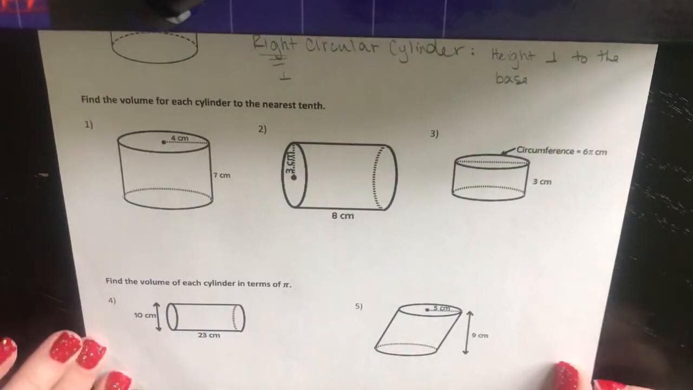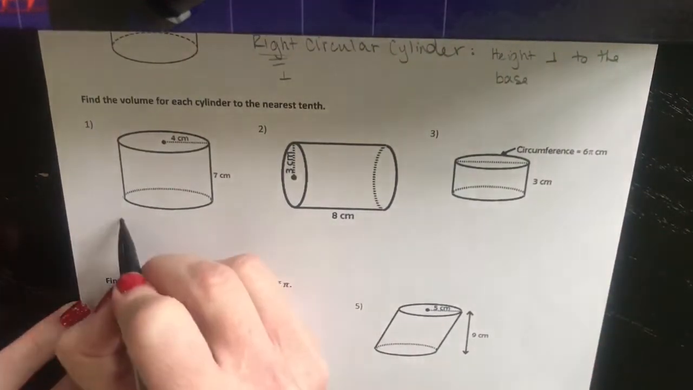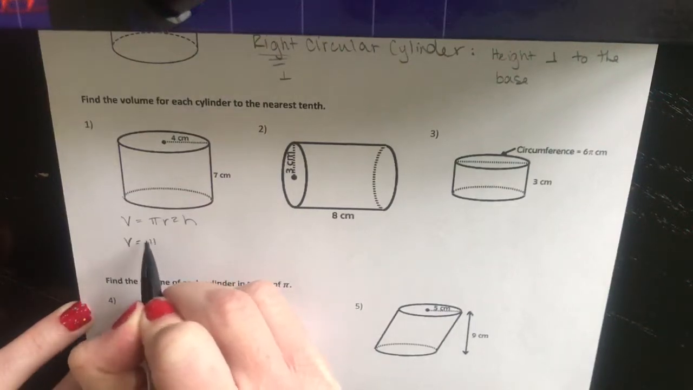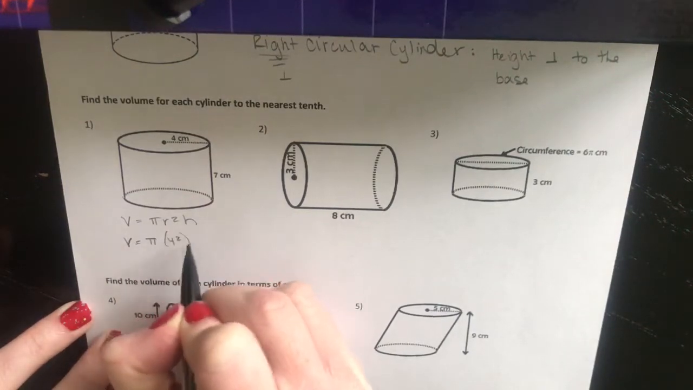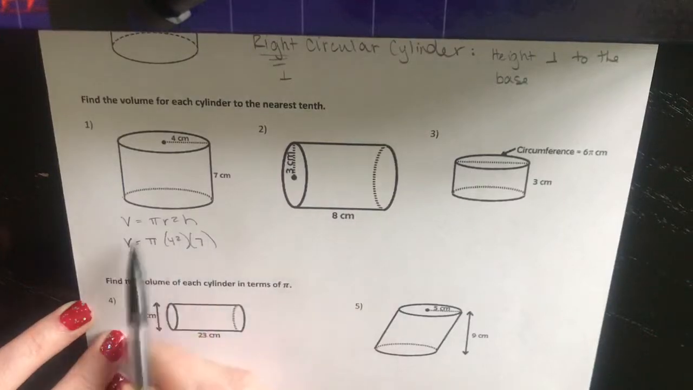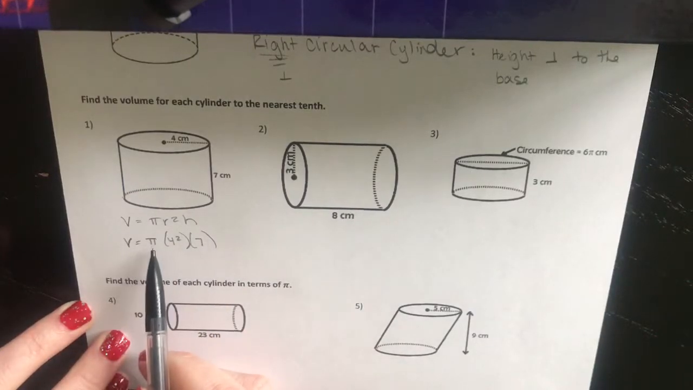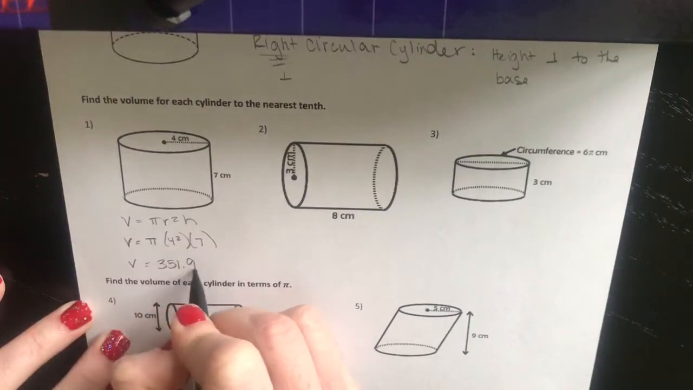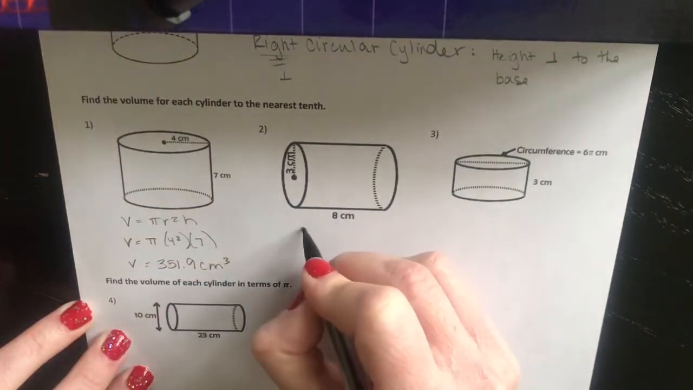Okay, so here's how you find the volume of a cylinder. All three of these are going to be to the nearest tenth. So remember, the formula is pi r squared h. So we're simply plugging in pi times 4 squared times 7. We type this all in, and remember, we use the pi symbol. We don't use 3.14. So to the nearest tenth, it's 351.9 centimeters cubed.